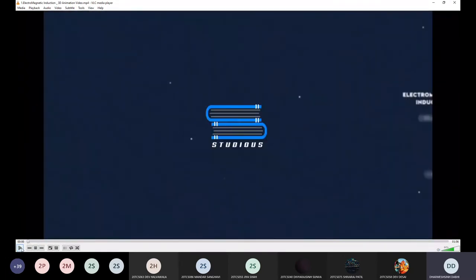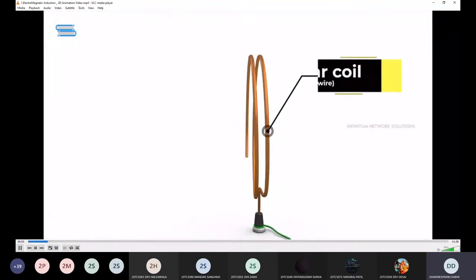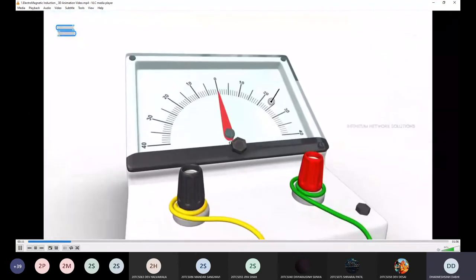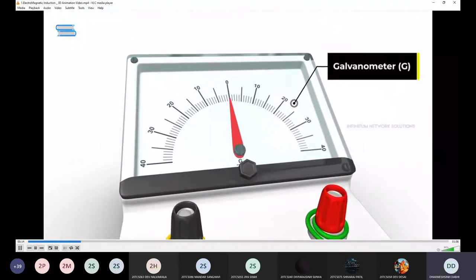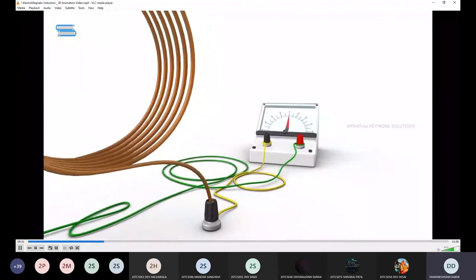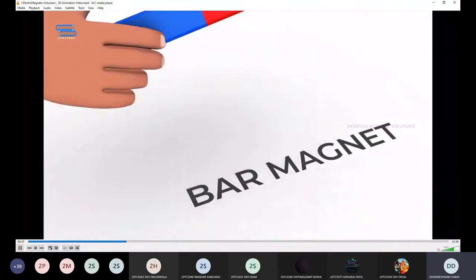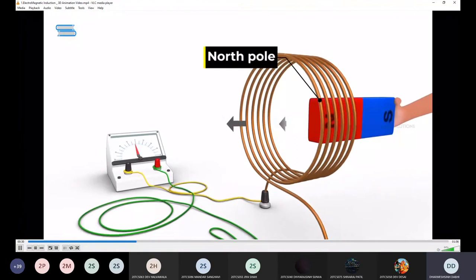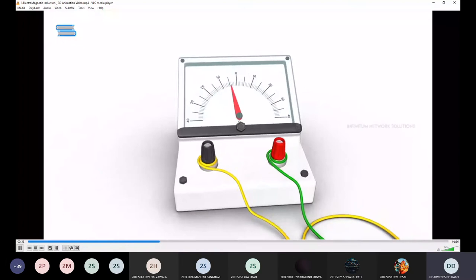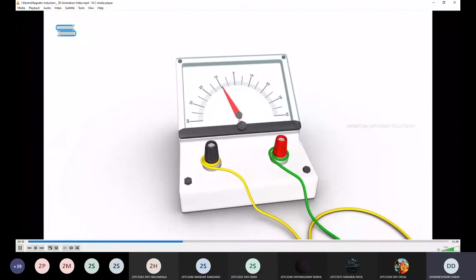So let's see this video and understand this concept of electromagnetic induction. Prepare a circular coil out of copper wire. Connect the two ends of this coil to the two terminals of a sensitive galvanometer with a scale having zero at the center. This closed circuit is shown in the diagram. Note that this circuit contains no source of electricity and the galvanometer shows zero reading initially. Take a bar magnet NS and move it swiftly towards the coil with its north pole facing the coil. You will observe a deflection in the galvanometer when the magnet is moving. The deflection indicates that current is set up in the coil.